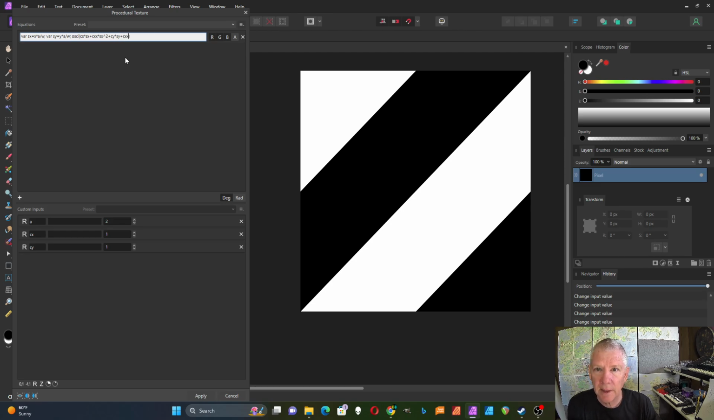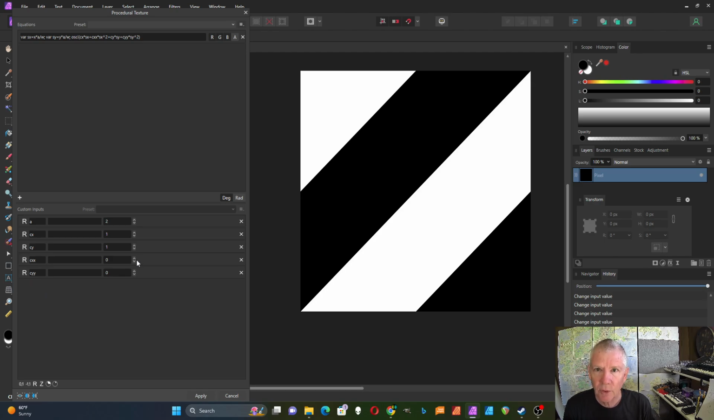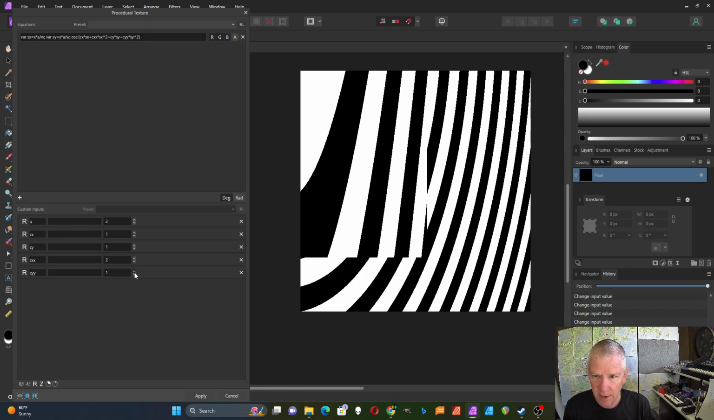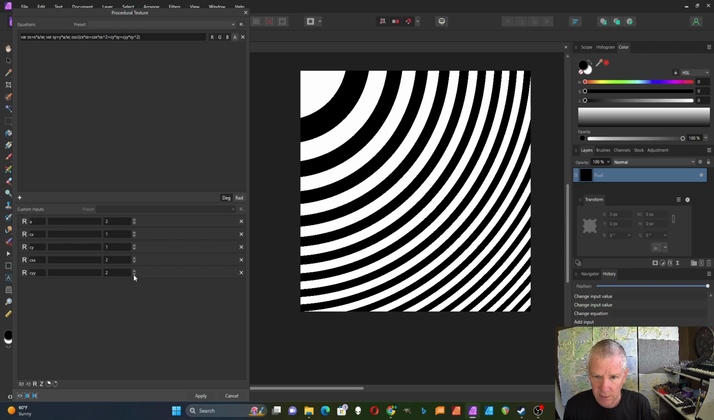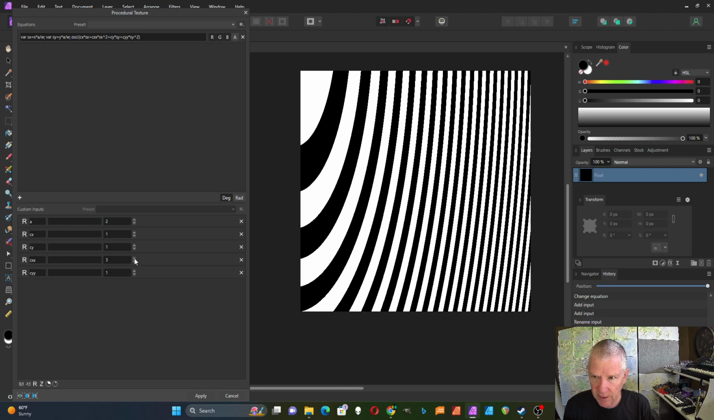Plus sx+cxy times sy up to the second power. Okay, now I got to add a couple of variables, cxx and cyy. So now I can square this and square that one.